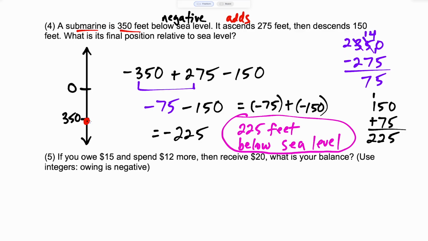So I don't know if I'm going to be able to catch just this. I'll try. Oh, there it goes. Perfect. So when we went negative 350 plus 275, we went almost to 0, but then we went back down another 150, which put us at minus 225 or 225 feet below sea level.